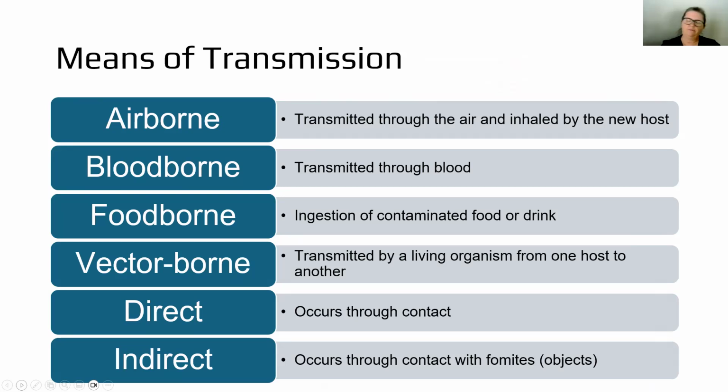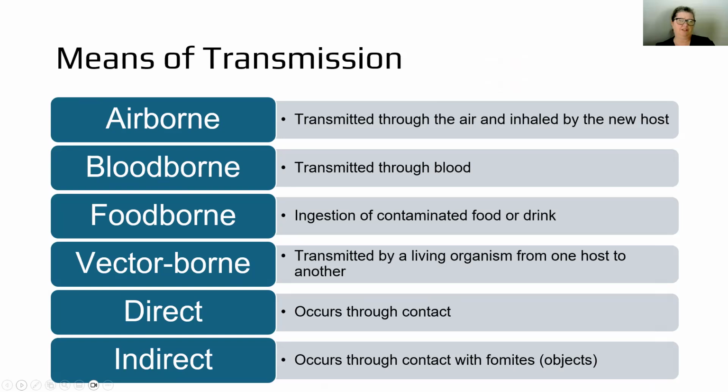Just to be able to differentiate, there is airborne. Airborne is transmitted through the air and inhaled by the new host, and that again could be the sneeze. Bloodborne pathogens, and pathogens, of course, are anything that can cause a disease, microorganism-wise. This is transmitted through the blood, which is why we do not want to touch blood that is not ours, not understanding if there's any disease being carried through it.